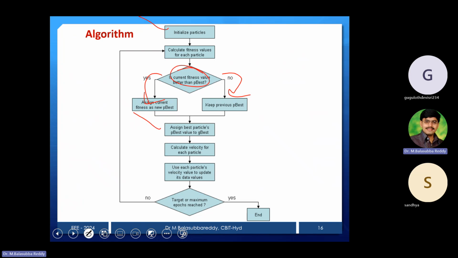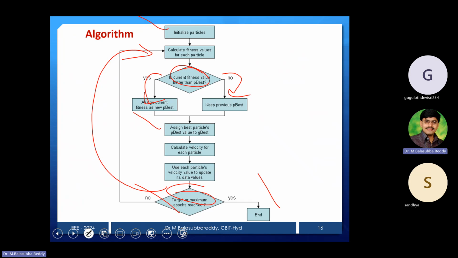Then calculate the velocity of each particle, then update the position, and check whether it reaches the maximum number of iterations. If true, then end the program and the results will be displayed. If not, you have to repeat this process that many number of times. This is the major flow chart. You can observe how it is going to happen in the iteration process.